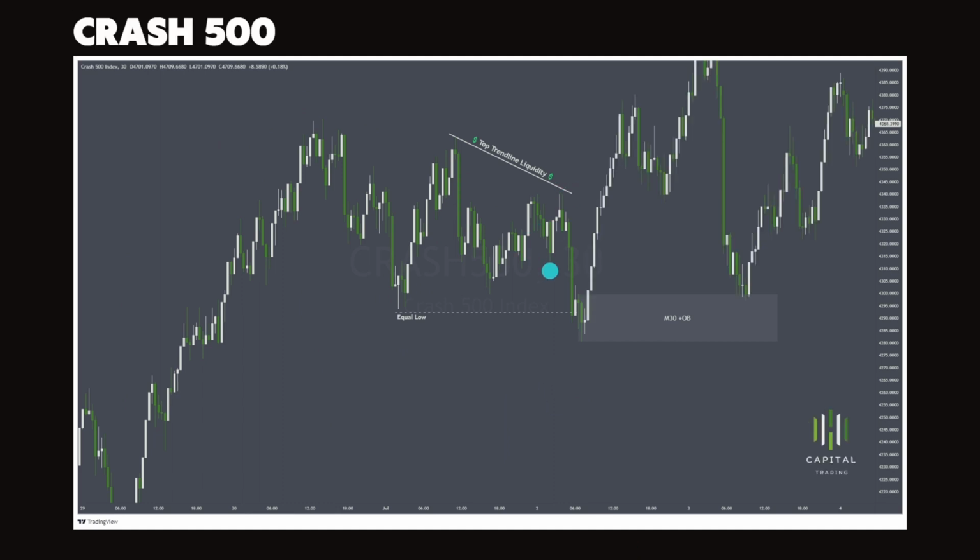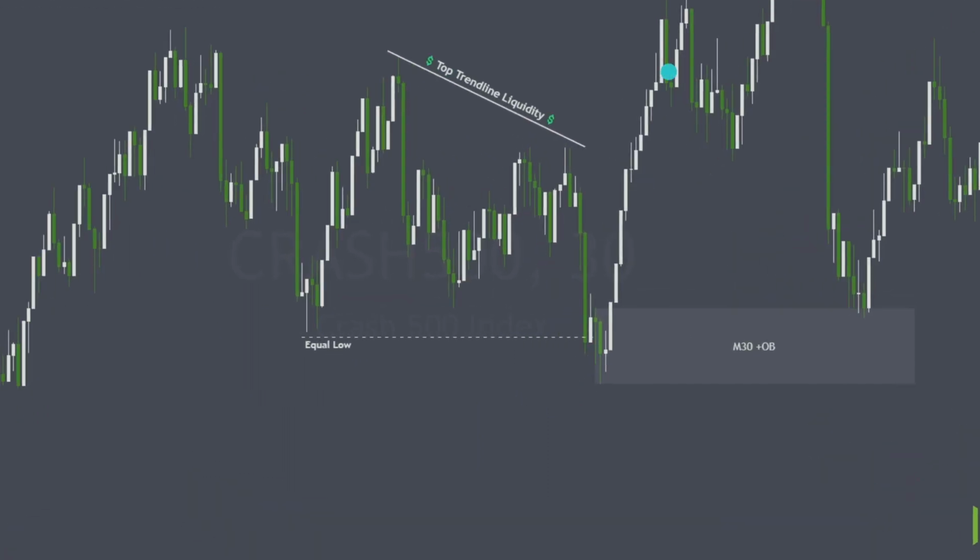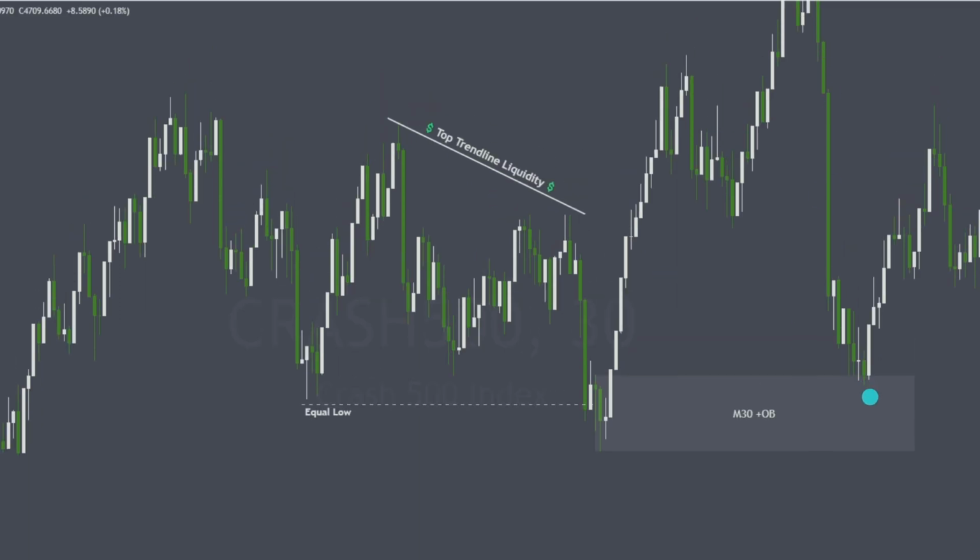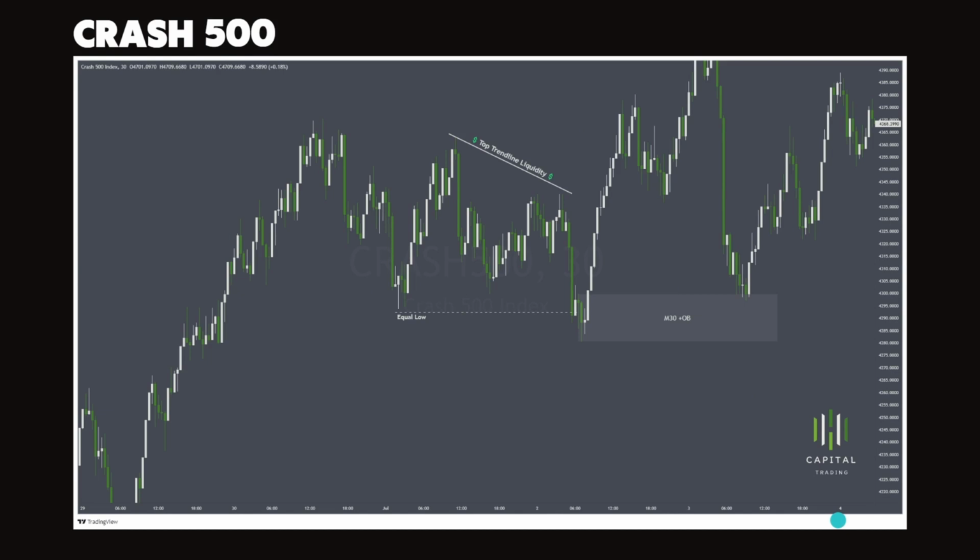So that's what happened. Price did in fact go to the upside, but before they even returned to this order block, they went and ran over our top trend line liquidity. But they did return back after some time and continue to the upside. So that's what happened. Let's look at the second chart.